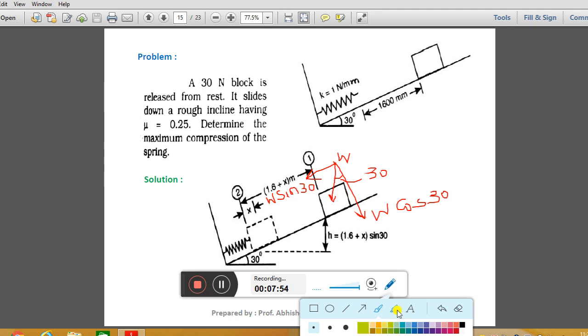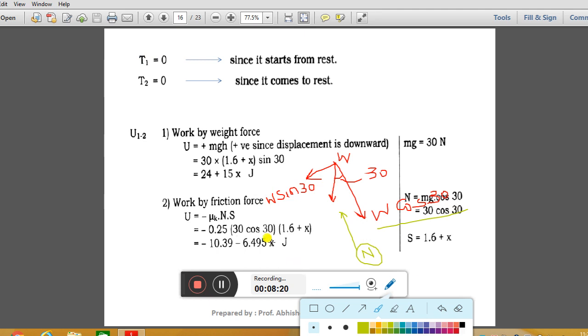Okay, here the reaction will act, which will be perpendicular to this inclined surface. This reaction is N. If we apply the condition of equilibrium, we can say this N is equal to W cos 30. So we will put the value here. N will be equal to W cos 30. The value of W is 30 newtons. So put the value, and in this way we can find the work done by the friction force. So we will get this value, and mention the unit, which is joule.